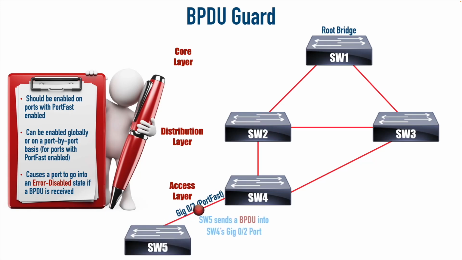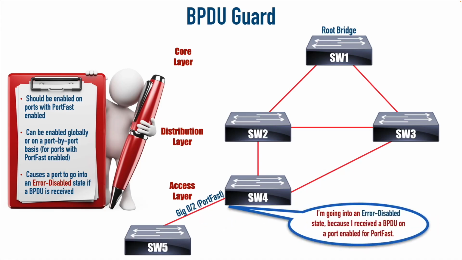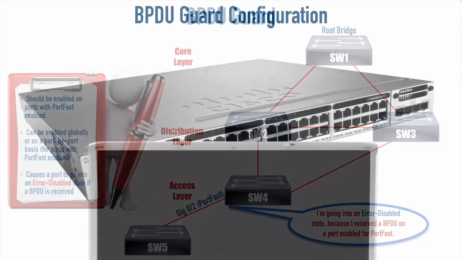Well, as soon as that BPDU from switch 5 goes into switch 4, if interface gig 0/2 on switch 4 is enabled for BPDU Guard, it's going to see that, and it's going to say, I'm going into an error disable state because I received a BPDU on a port that was enabled for PortFast. And I'm going to stay in that error disable state until the BPDUs stop. Now let's see how to configure this.